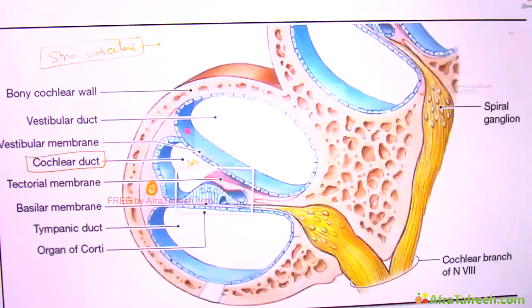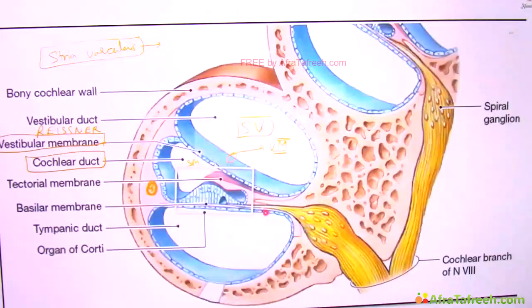But first you tell, this is the scala vestibuli. Yes, this is the vestibular membrane. Vestibular membrane, you mean to say Reissner's membrane? Yes, you can say vestibular, or it has one more name, Reissner's membrane. Then there is one basilar membrane here at the base. So this is the basilar membrane.